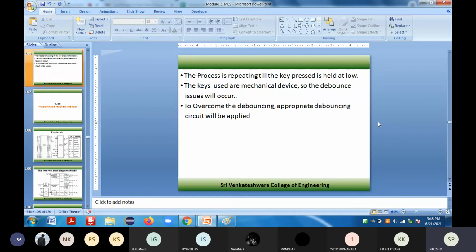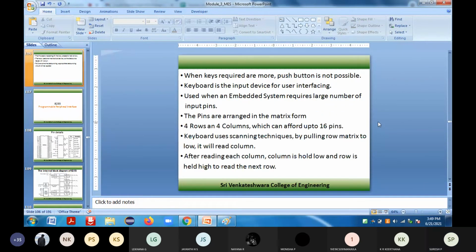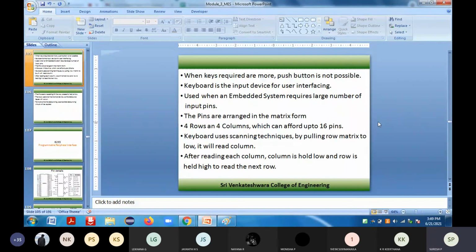The key you are going to use is a mechanical device, so it will need a debounce circuit. To overcome the bouncing, an appropriate debouncing circuit will be applied. Which one are you going to use for debouncing? Can anyone tell? Where have you heard of this debouncing circuit? Where have you used it? Heard of debouncing? Switch debouncing. Why did you use that one?